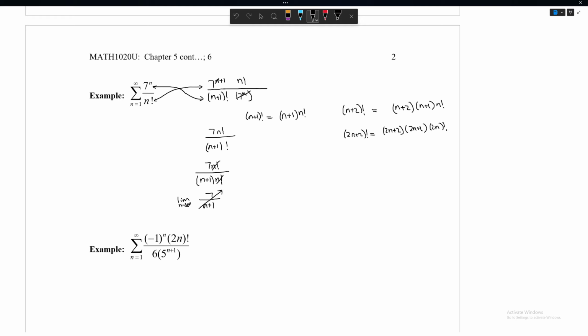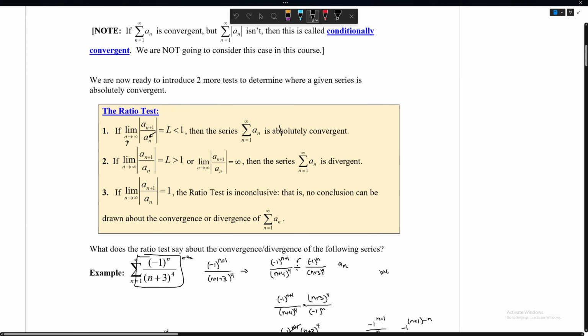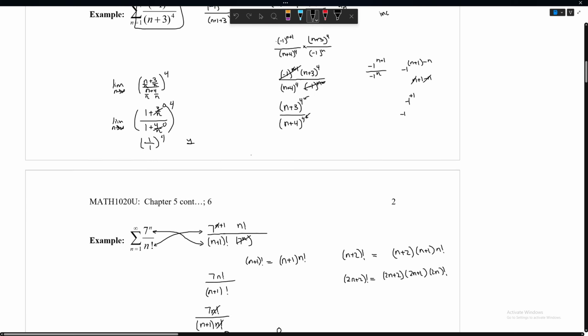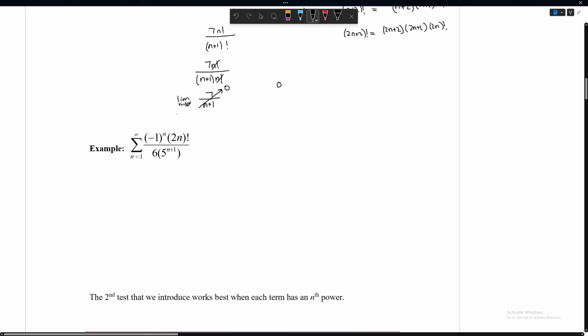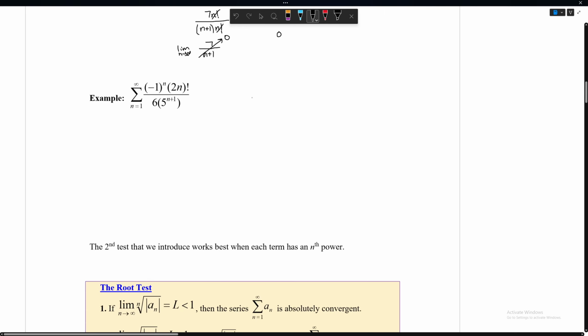So this whole thing will go to 0. And so since I got 0, if I go back to the rules, 0 is less than 1, therefore it is absolutely convergent. All right. Going next here, this is a little bit harder, but you can basically use the same rule, which is your ratio.